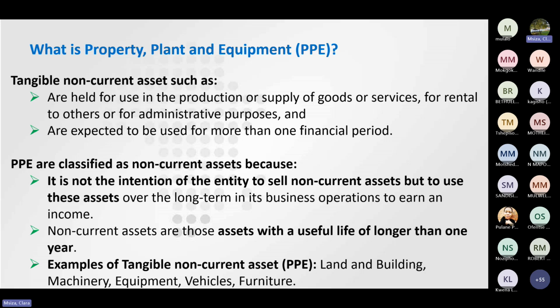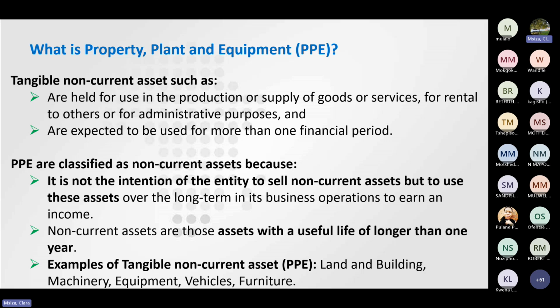PPE are classified as non-current assets because of the following. It is not the intention of the entity to sell non-current assets, but to use these assets over the long term in its business operations to earn an income. Secondly, non-current assets are those assets with a useful life of longer than 1 year, as discussed before. Examples of tangible assets, as I've indicated, are your land and building, machinery, equipment, vehicles, and furniture. So these are for the use of the entity.